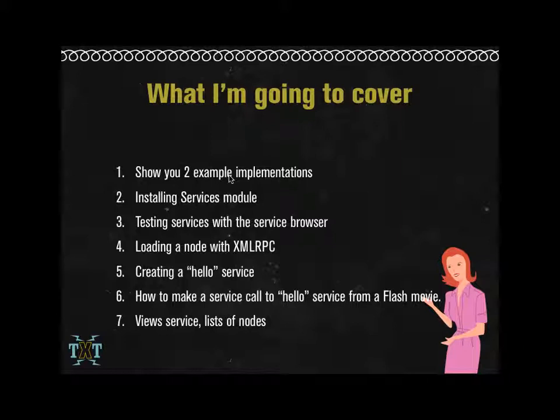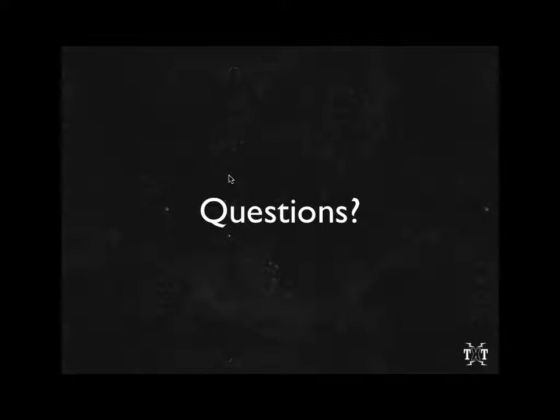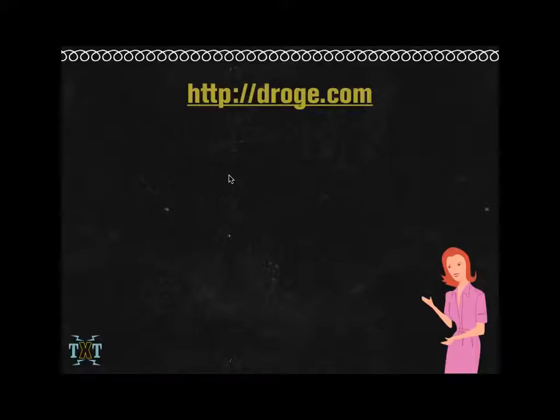Testing services with the service browser. Loading a node in with XML RPC. I'm also going to show you how to create a quick and dirty service yourself using the hooks. And no Flash stuff, but I am going to show you the view service, so how you can get a list of nodes through services. Are there any questions at this point? Anything seem clear? Okay, cool.